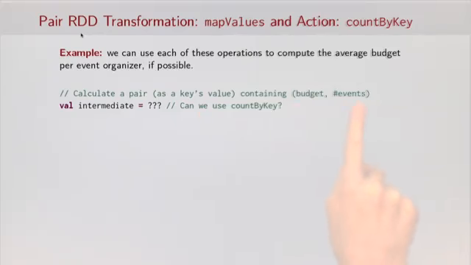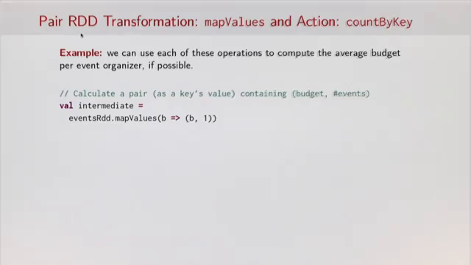The value is a pair itself. The first element is the budget, and the second element is the number of events that correspond to that organizer. Okay, so first question, can we use countByKey here? Let's start with mapValues.